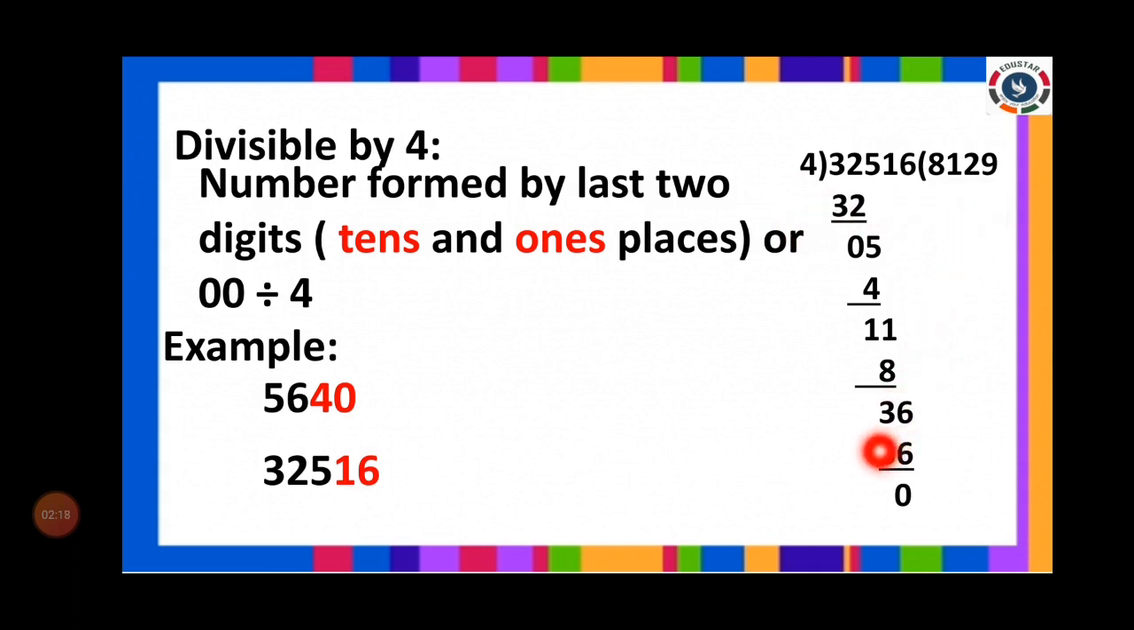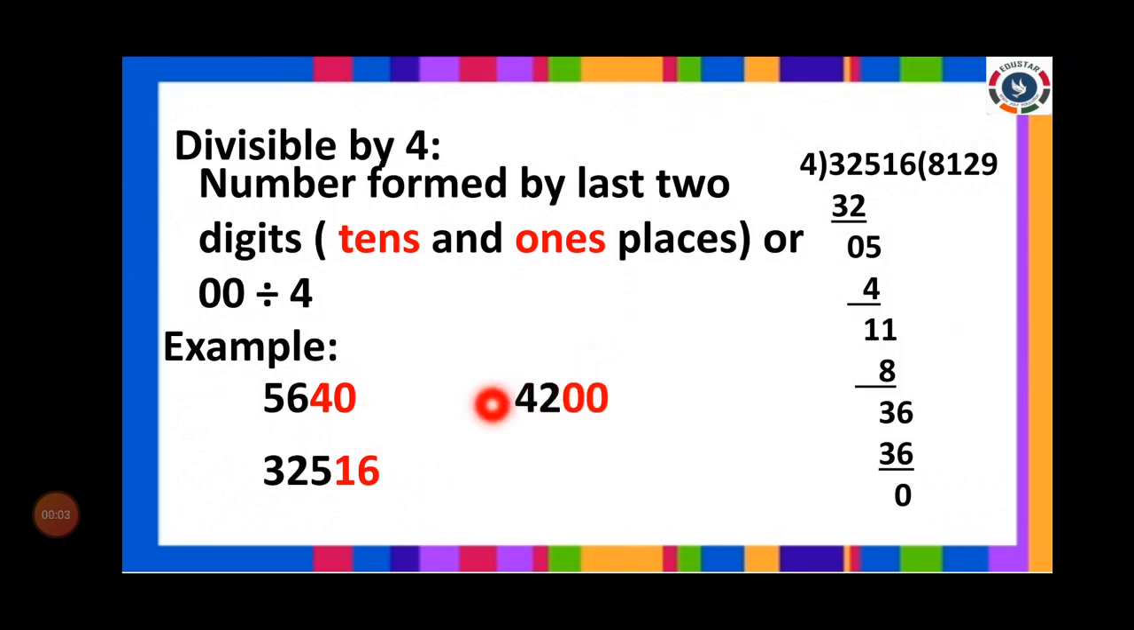So finally you are getting 0 remainder. So it is correct, no? Yeah, no remainder. So it is divisible by 4. So you have to take only the last two digits, check like this. Then you can finalize whether it is divisible by 4 or not.